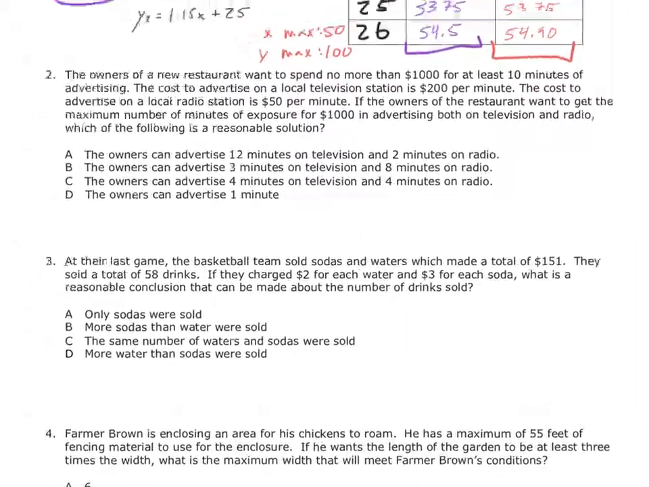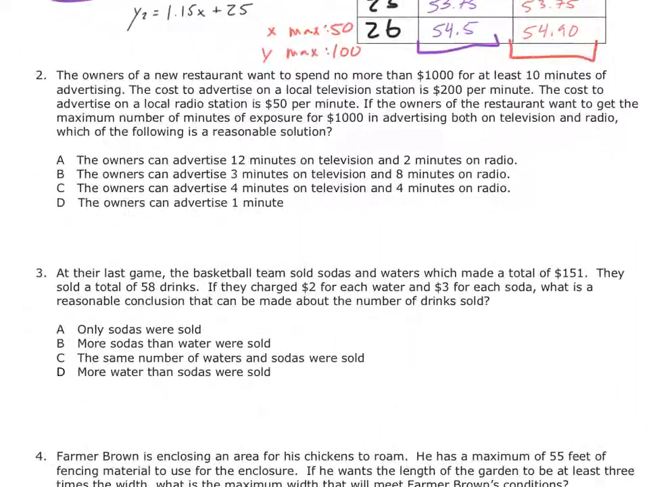Now if we go down to the next one, it says the owners of a new restaurant want to spend no more than $1,000 for at least 10 minutes of advertising. The cost to advertise on a local television station is $200 per minute, and the cost to advertise on a local radio station is $50 per minute. The owners of the restaurant want to get the maximum number of minutes of exposure for $1,000 in both TV and radio. Which is the reasonable solution?